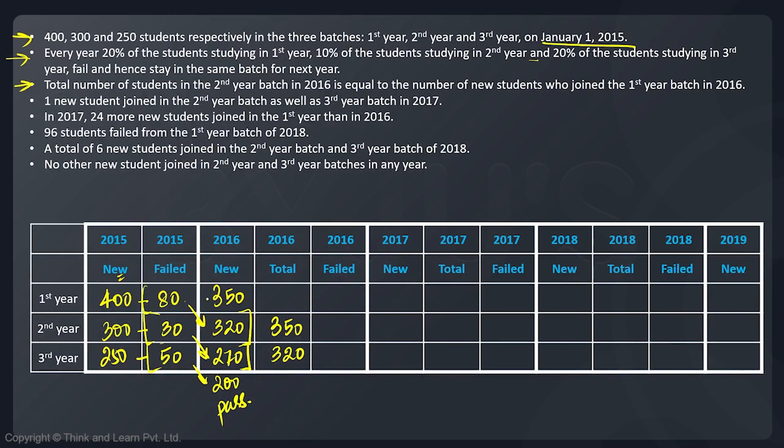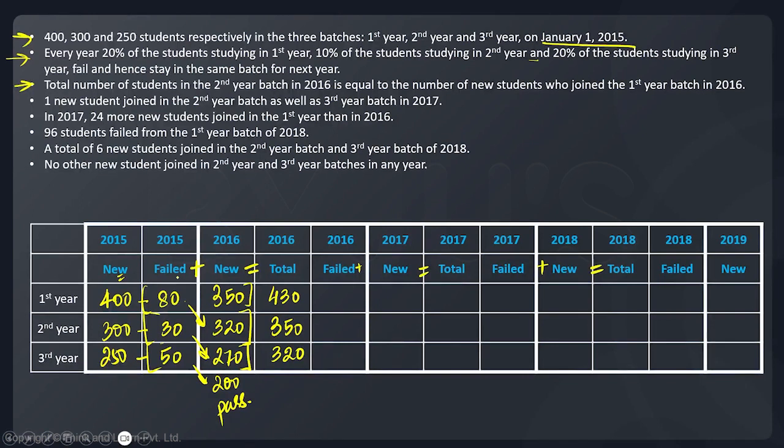Now 80 students were there who have failed from that batch, and 350 new students have joined in. That means we will have a total of 80 plus 350, that is 430. In other words, failed plus new will result in total, of that particular year. And obviously the difference of new and failed of a particular year will move as new of the next year.